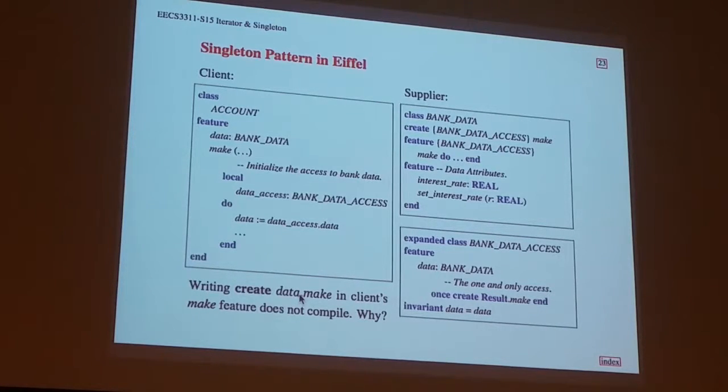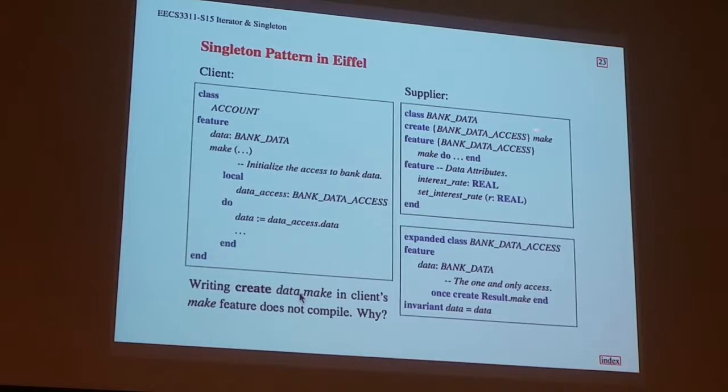Okay, good. So now, again, on the supplier side, you have to make sure you have two classes: your data here, and you can see that we actually have bank access for the create class here, to make sure that no one can ever call create data.make. This is what this restricted access is doing for you. Also, you cannot say data.make either.